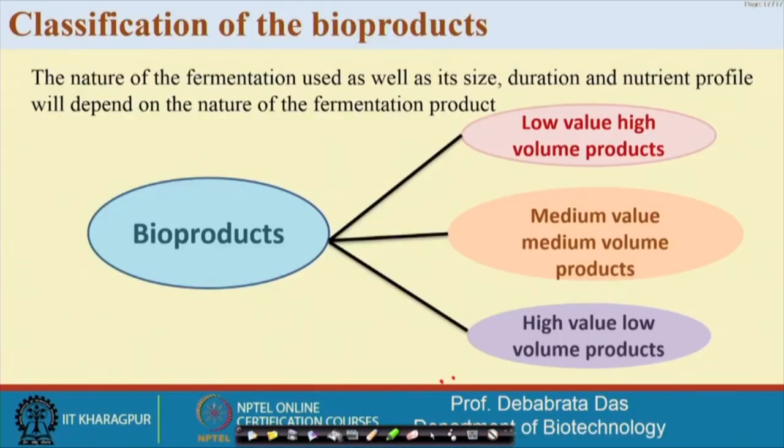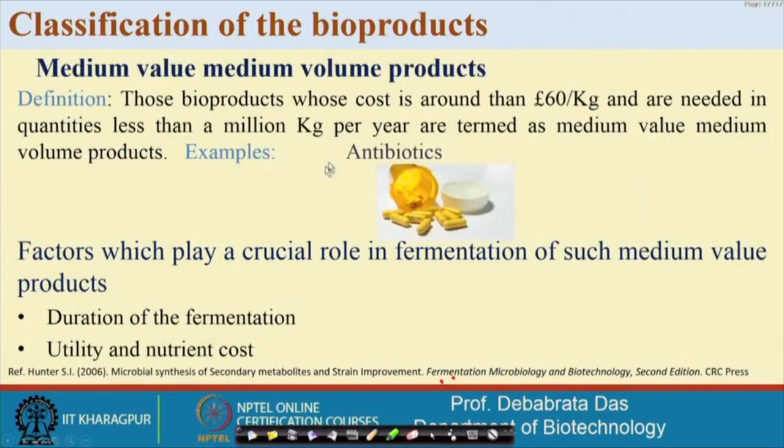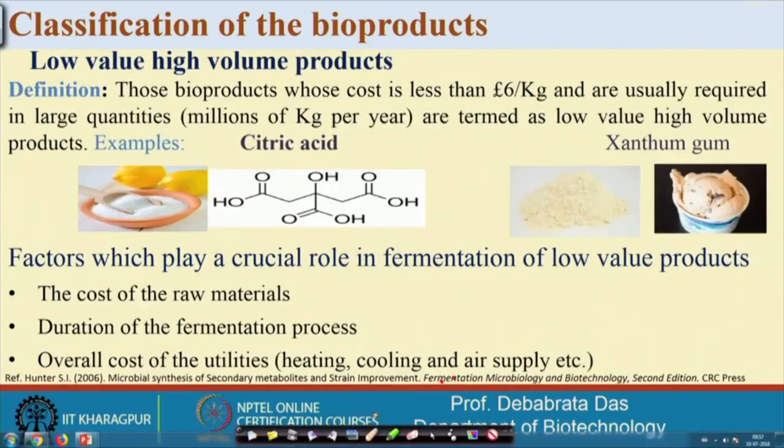As far as bioproducts are concerned, they can be divided into three different categories. One is called low value and high volume products, medium value and medium volume products, and high value low volume products. Now I can give the example of high value products. We have the example of citric acid production. Citric acid is considered a tricarboxylic acid. Usually the price of the product is 6 pounds per kg.